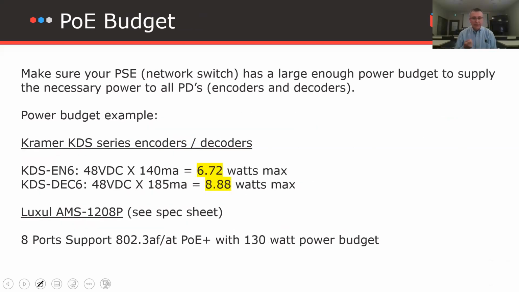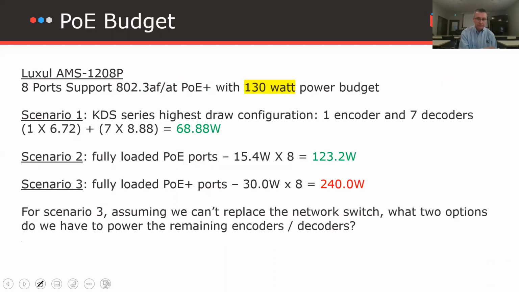So we need to understand PoE budget. For a quick example, in my demo kit, I looked at my encoders and decoders. From a spec sheet, there's what my encoder requires. Every one of my encoders requires 6.72 watts maximum worth of power. And my decoders are a little bit more, probably because I have a scaler in them, at just over 8. And if I look up, my switch has a 130 watt power budget. So what does that all mean?